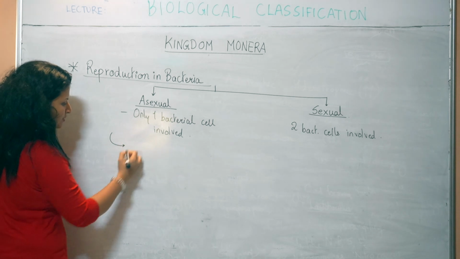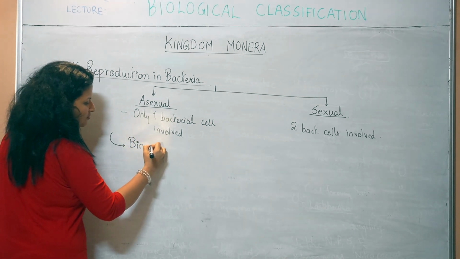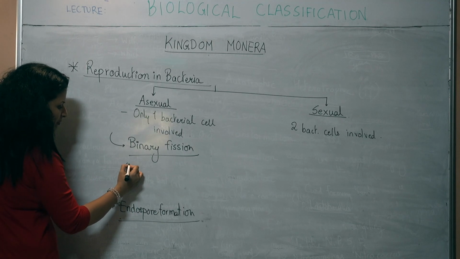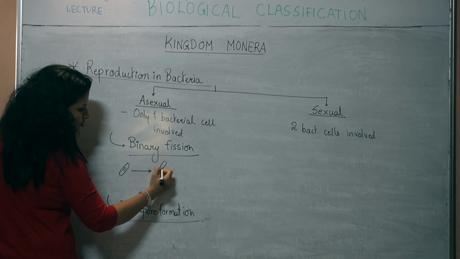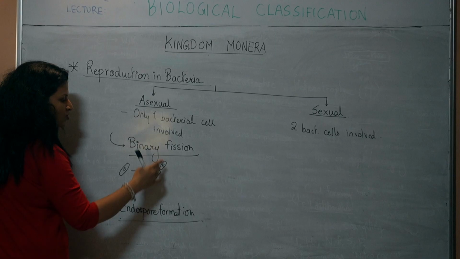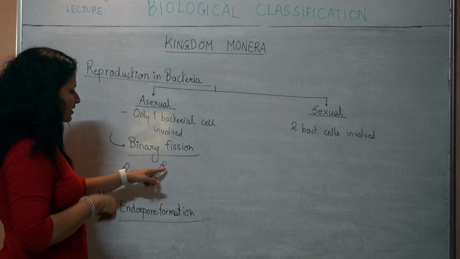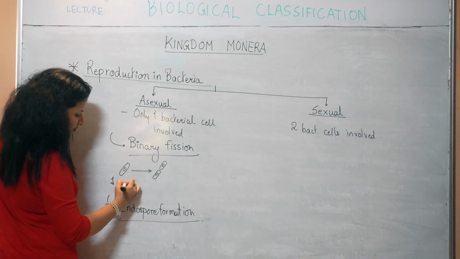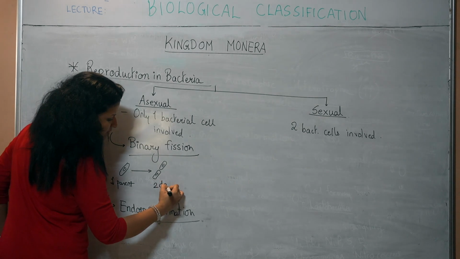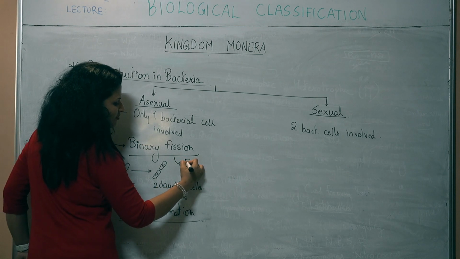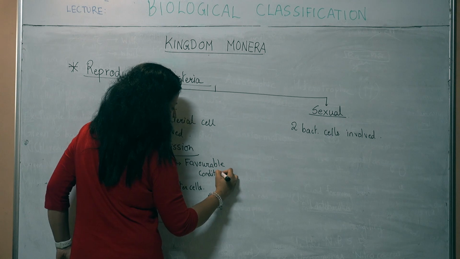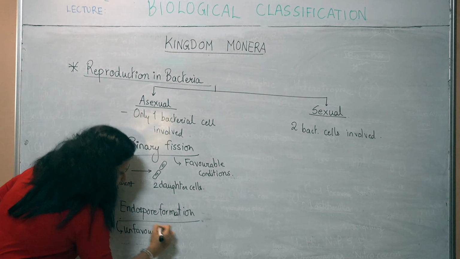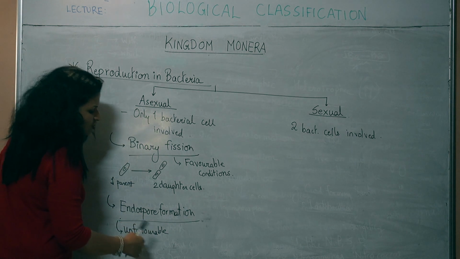There are two different types. One is binary fission, second is endospore formation. In binary fission, one bacterium divides into two daughter cells. So binary fission: one parent cell divides into two daughter cells. Binary fission is carried out in favorable conditions, when everything is fine. But when there are unfavorable conditions, they prefer to undergo endospore formation.